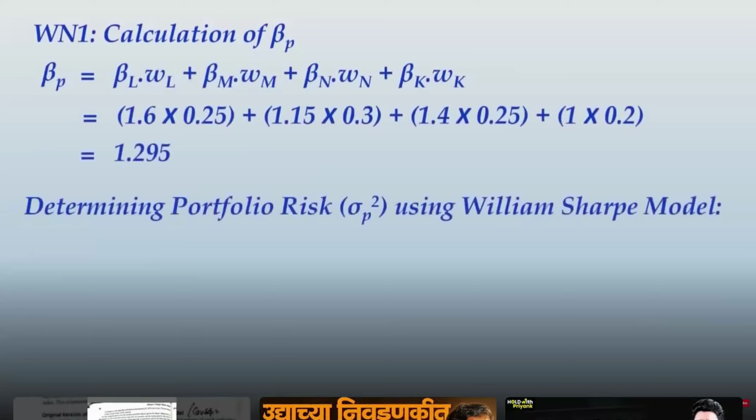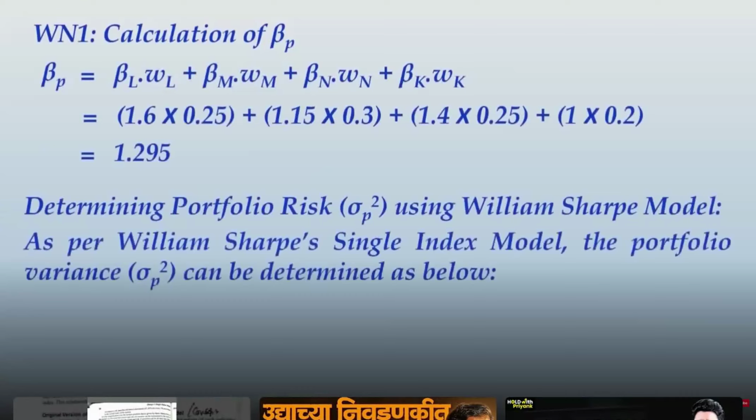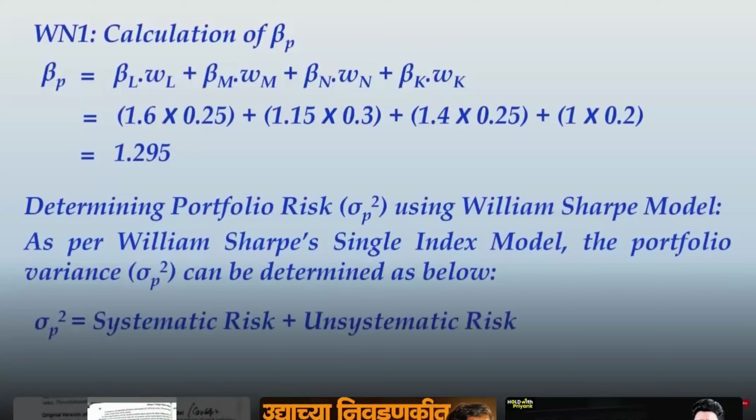इसके बाद डिटरमाइनिंग पोर्टफोलियो रिस्क दैट इज पोर्टफोलियो वेरिएंस यूजिंग विलियम शार्प्स मॉडल. एज पर विलियम शार्प्स सिंगल इंडेक्स मॉडल, portfolio variance can be determined as below. Portfolio variance will be aggregate of systematic risk and unsystematic risk. Variance approach से जो systematic risk आएगा, you know what it will be. It will be sigma m square into beta p squared. That is variance of market into portfolio beta squared.